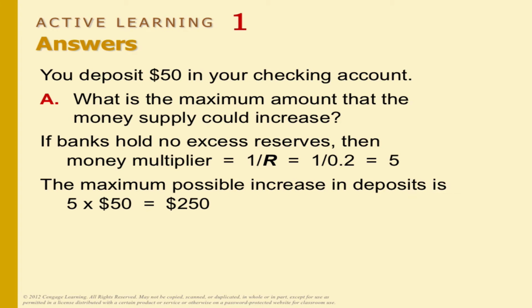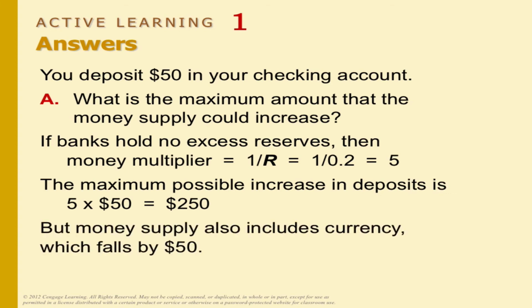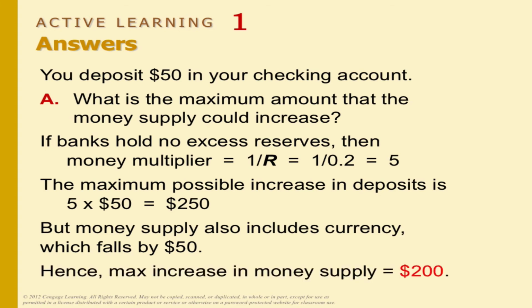Currency at the point in which you found the bill in your couch was how much? 50. So the money supply was 50. You deposit that 50 in the bank and we get a 250 increase. But what happens to currency? What happened to that $50 bill? It's not money. It's not in the money supply anymore. So currency went down $50. So the maximum increase in money supply is $200.